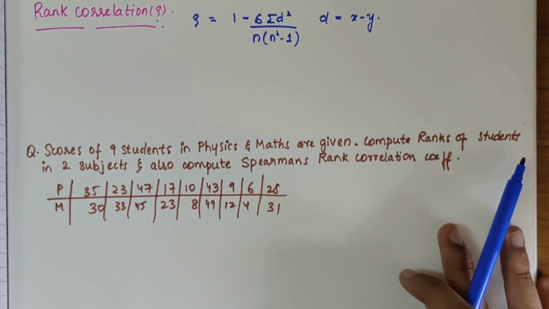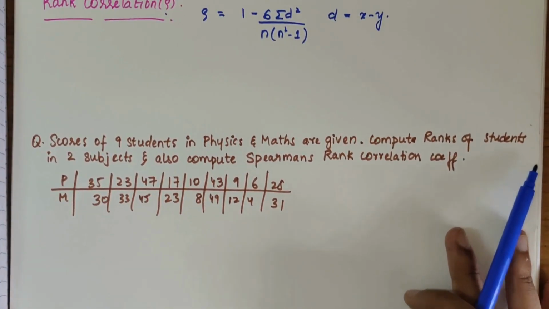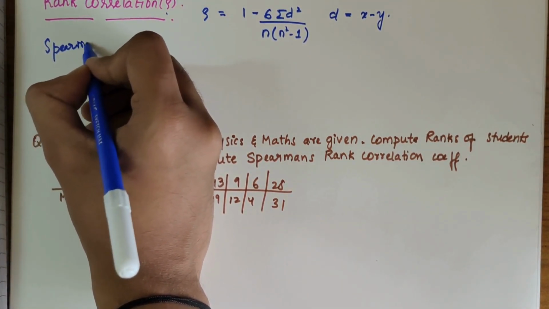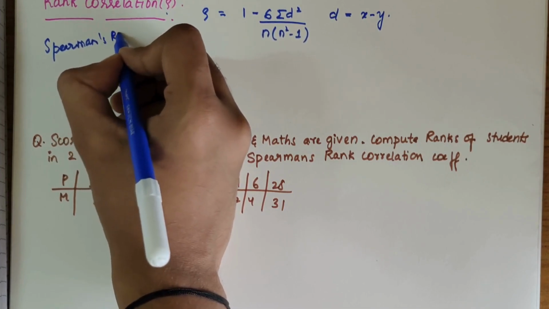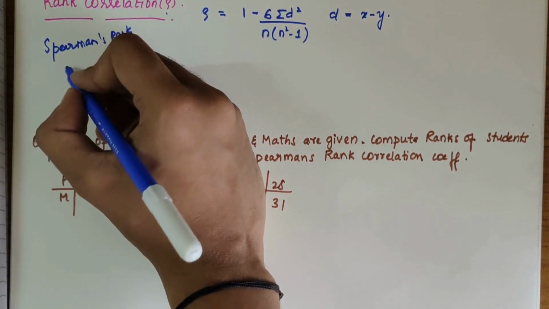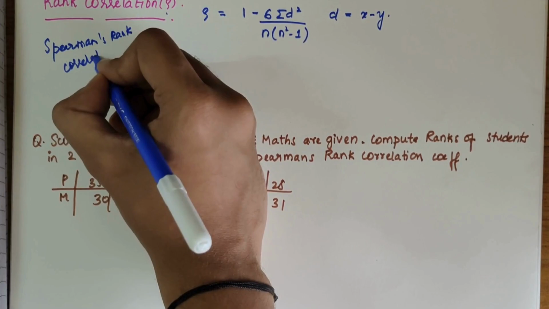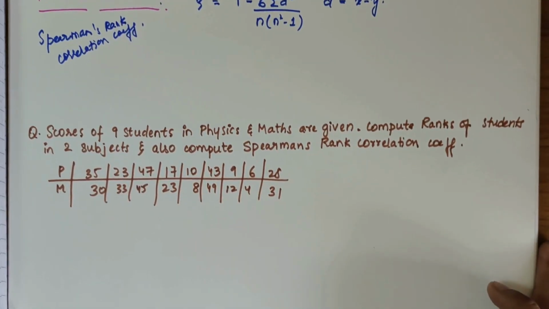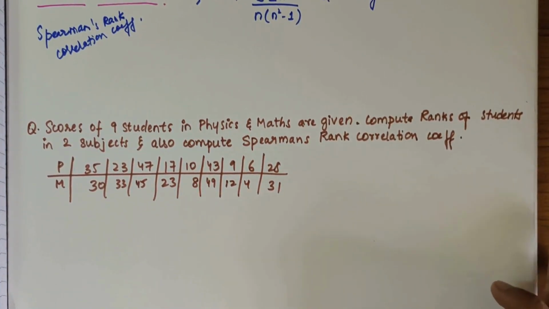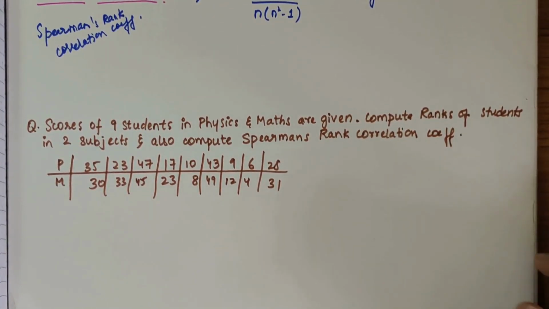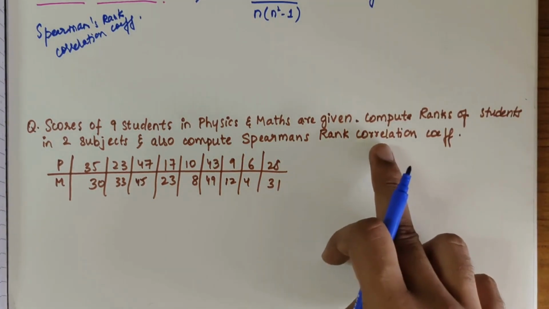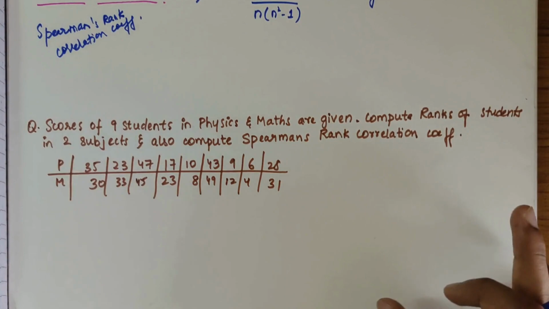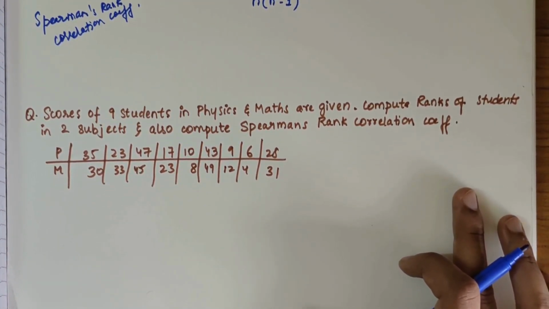This rank correlation is also called Spearman's rank correlation coefficient. Looking at the question given below, scores of 9 students in physics and maths are given. Compute the ranks of students in the two subjects and also compute the Spearman rank correlation coefficient.